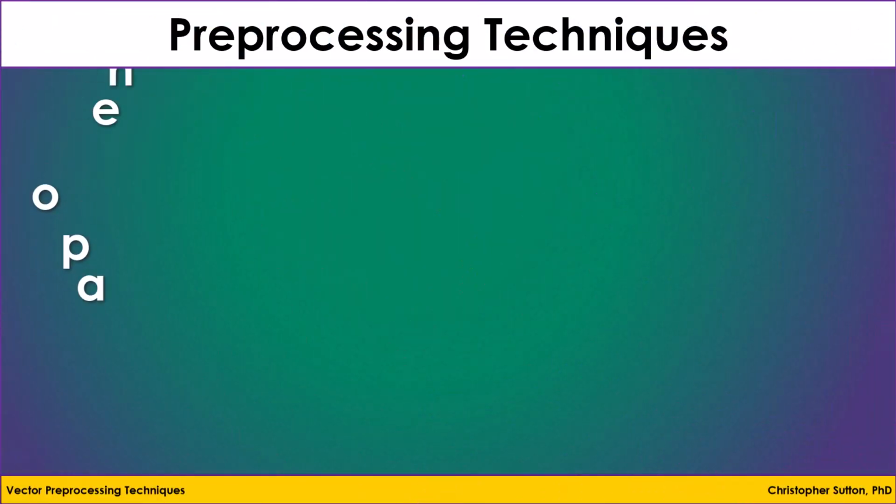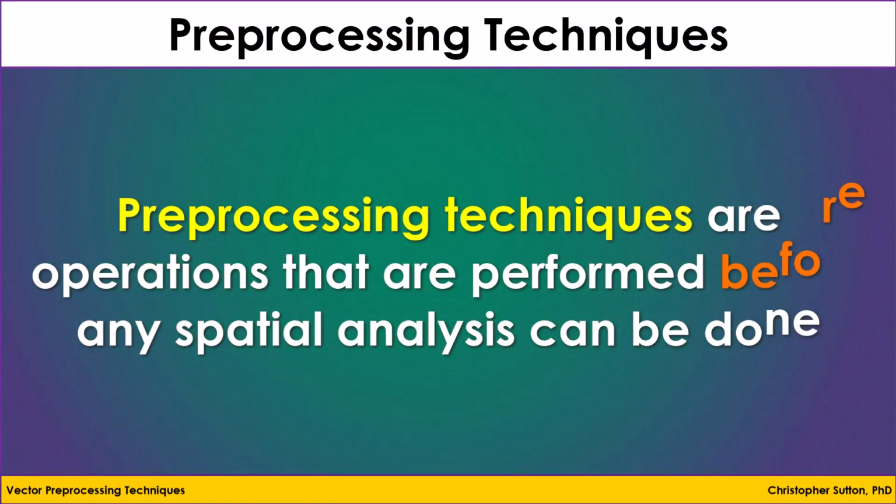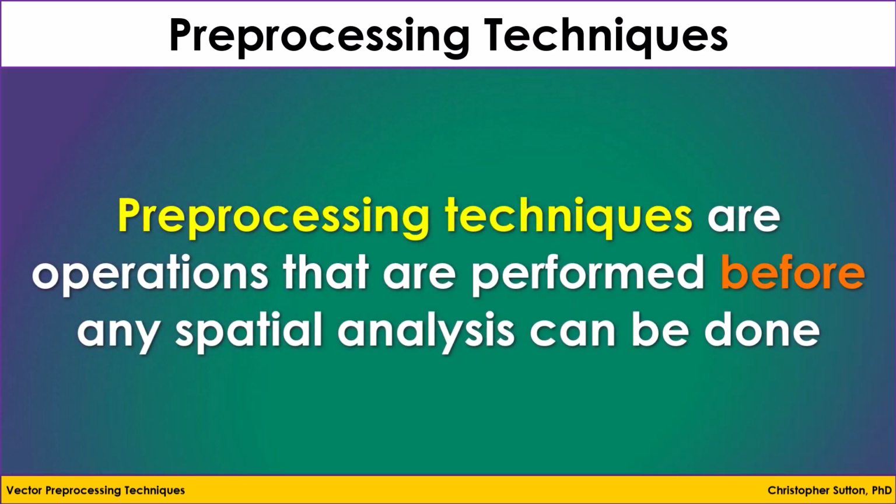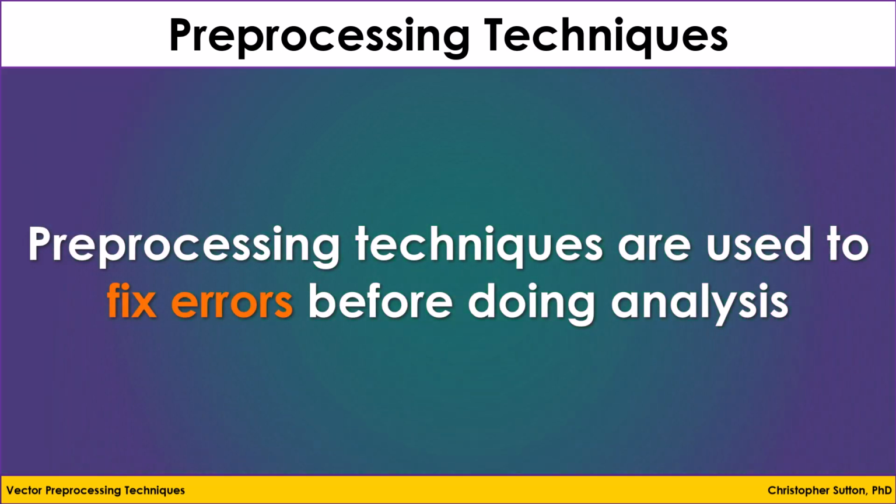In this set of videos, we will examine analysis of vector GIS data. We will begin with preprocessing techniques, and will follow with videos covering proximity operations and overlay operations. Preprocessing techniques are operations that are performed before any spatial analysis can be done. Such techniques are essential for preparing vector data for analysis, ensuring data accuracy and usability. Preprocessing techniques are used to fix errors before doing analysis.